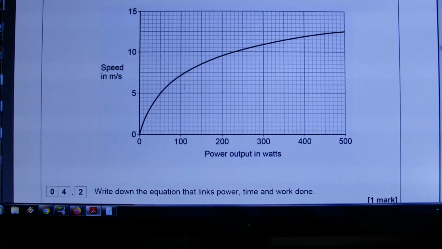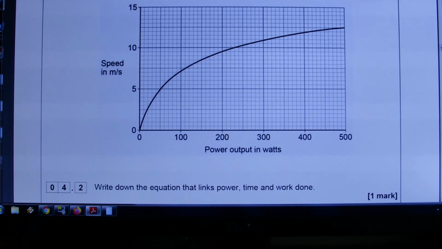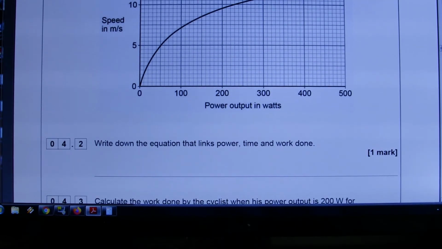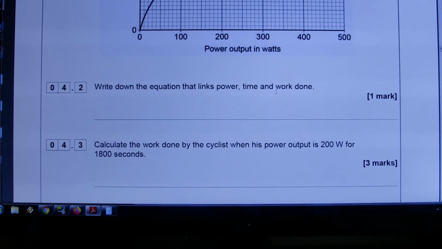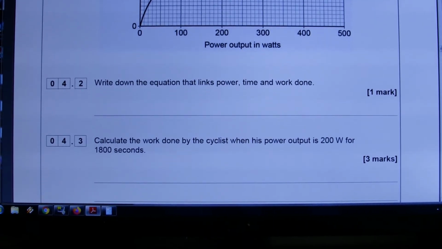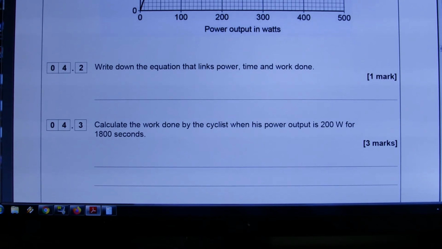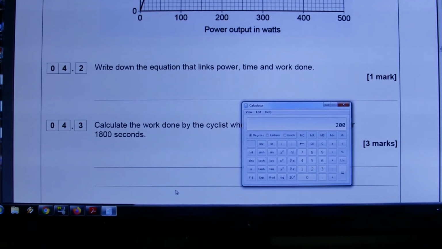Because air resistance is proportional to the square of the velocity, I would expect something like that. Write down the equation that links power, time and work done. Work done equals power times time. If we need to write down this equation, it must not be on the insert sheet with the equations on. Calculate the work done by the cyclist when his power output is 200 watts for 1,800 seconds. 200 watts times 1,800 seconds is 360 kilojoules.